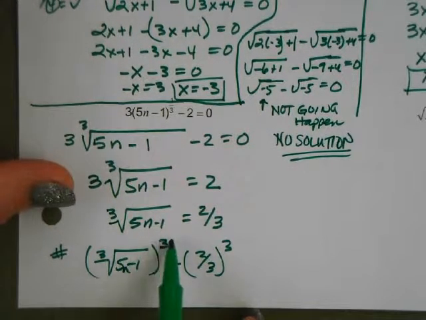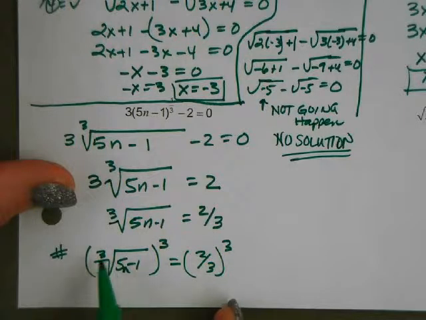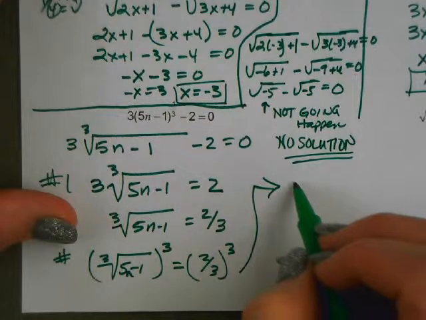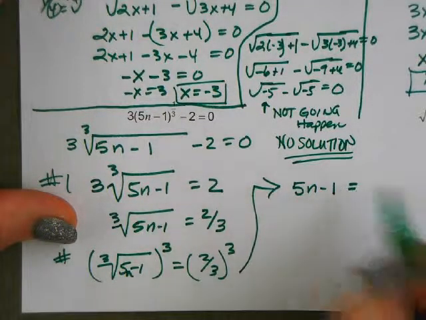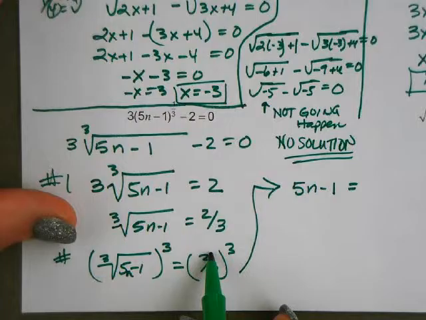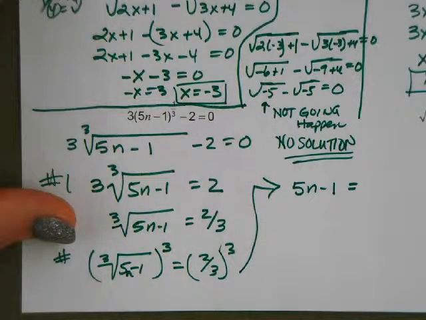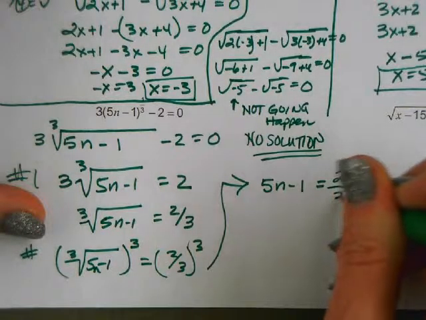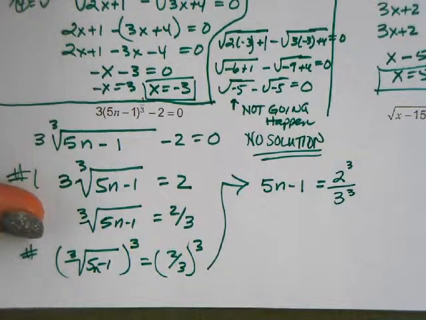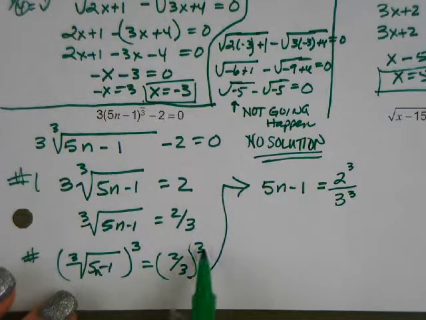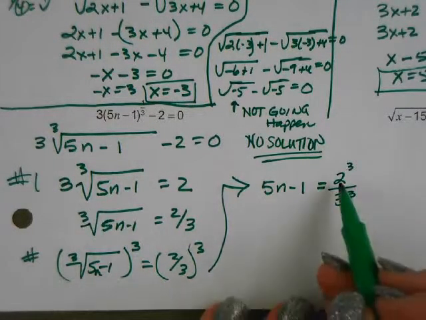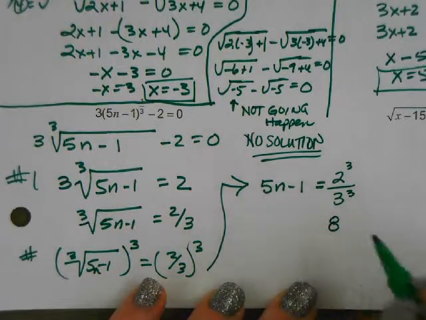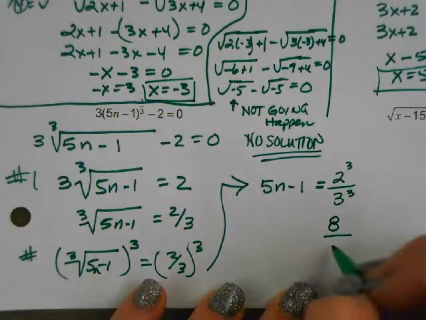Okay, so now the 3rd power and the 3rd root cancel each other out. So I'm just left with 5n minus 1 equals. Now the 3rd power gets applied to the 2, and the 3rd power gets applied to the 3. So this is going to be 2 to the 3rd all over 3 to the 3rd. Okay, because I'm raising the 2/3 to the 3rd power. So what's 2 times 2 times 2? 8. And then what's 3 times 3 times 3? 27.